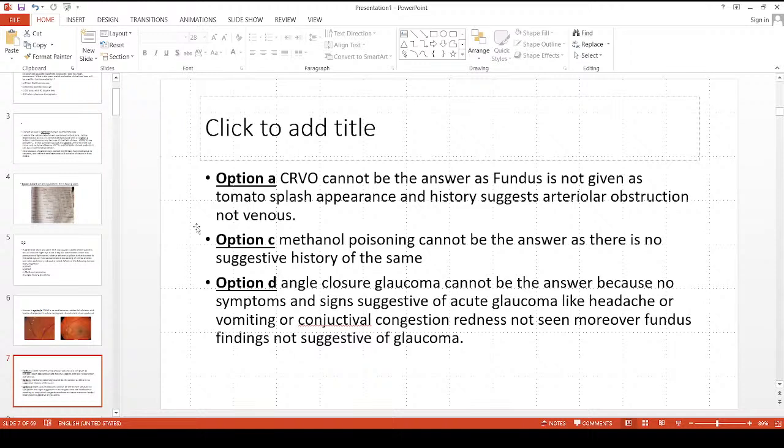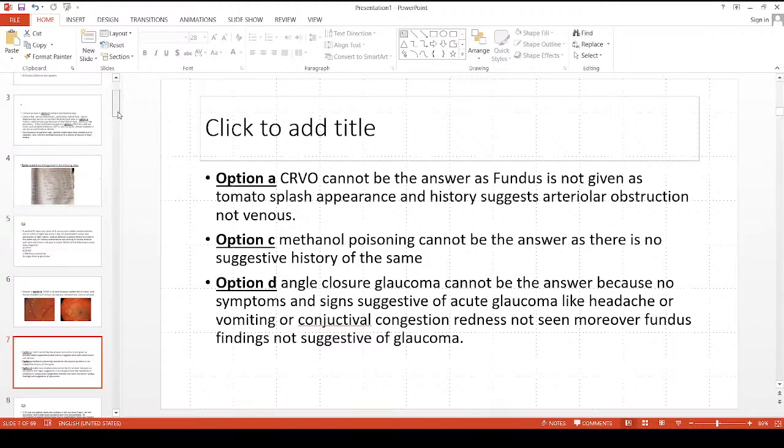In angle closure glaucoma, yes, again sudden vision loss will be there, but the patient will have headache and can have pain. He will come with a lot of symptoms like vomiting, redness in the eye, or conjunctival congestion, and all these features will be associated. It will be a sudden loss, but a painful sudden loss. So you need to distinguish all 3 options from the answer.